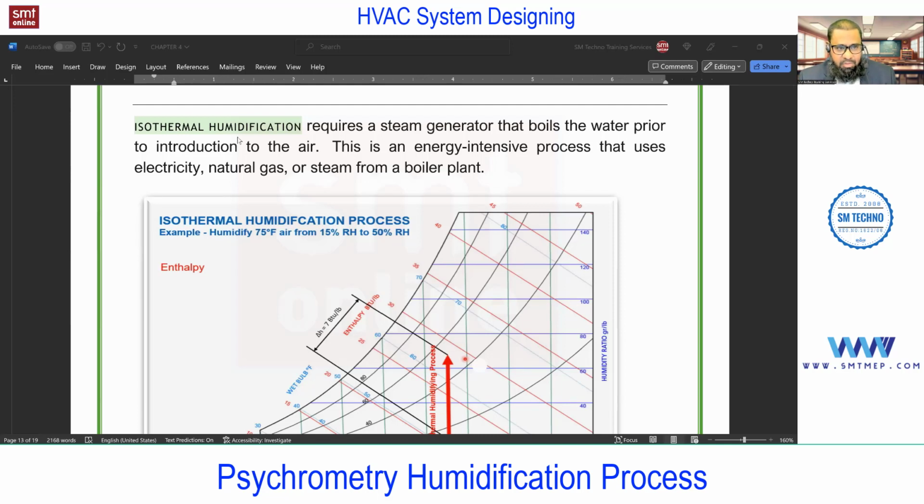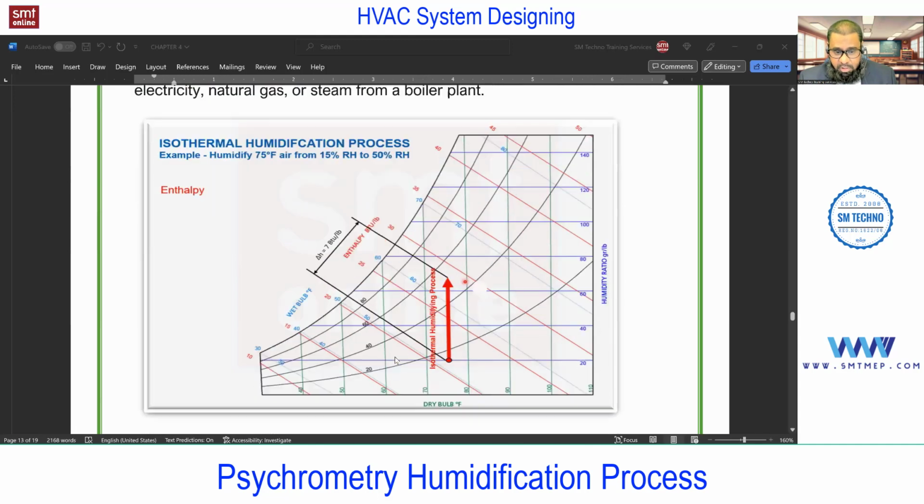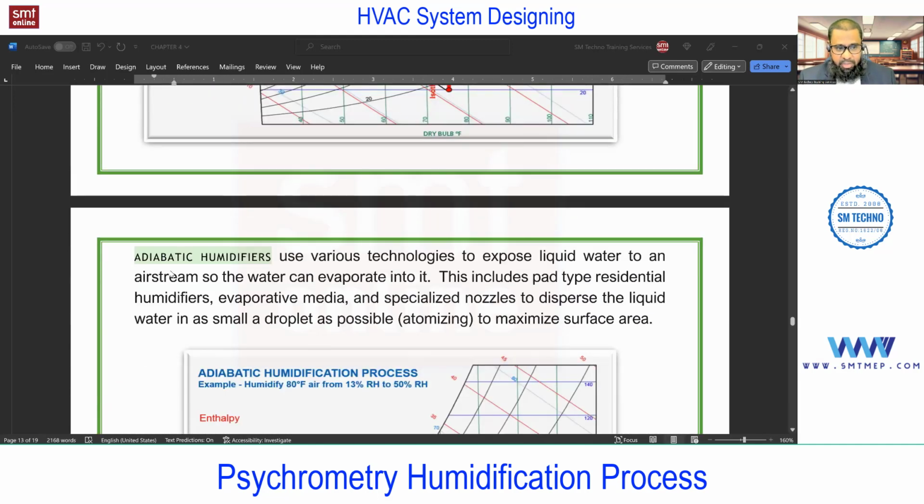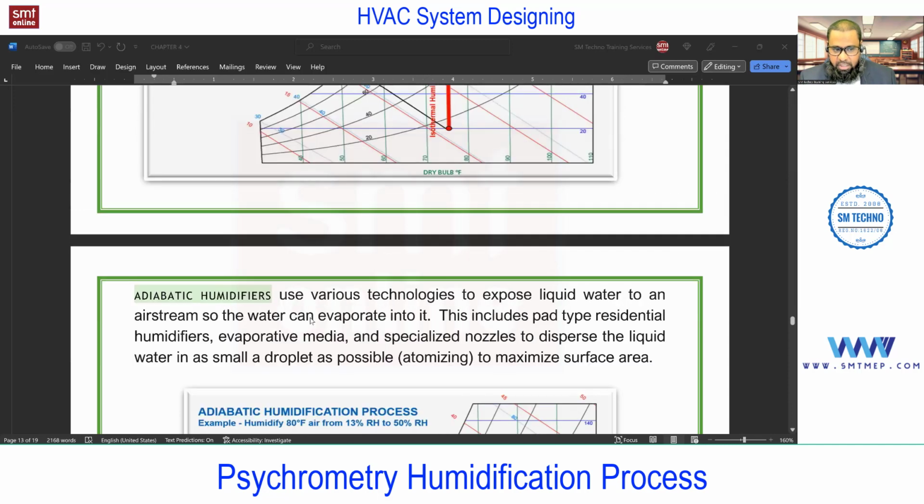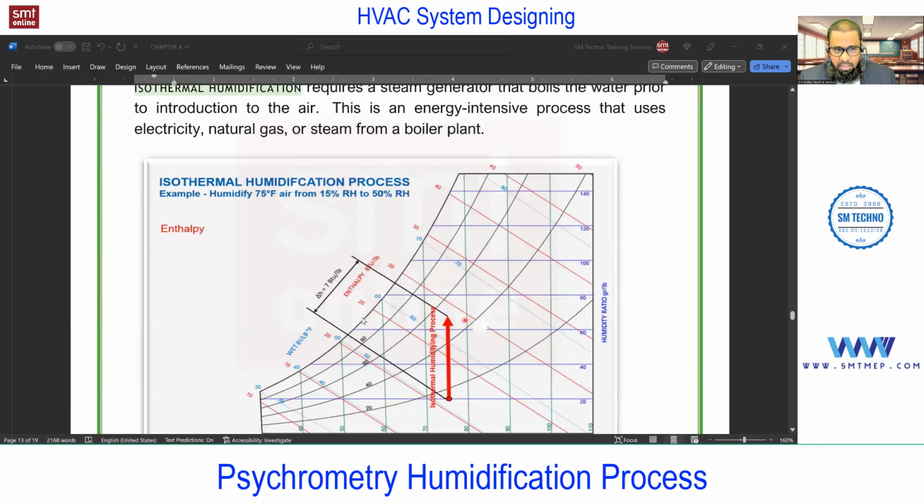In this isothermal humidification, we are adding the moisture by using steam, or we are heating the water by using a heating coil like a heater, adding the heat to the water and making it evaporate, or else we are providing the steam. We also have the process of spraying the water, which you'll find in the adiabatic humidifier. That is the next one. In that, we are not adding heat to the moisture.